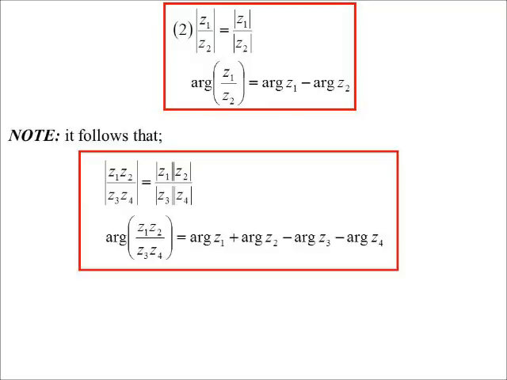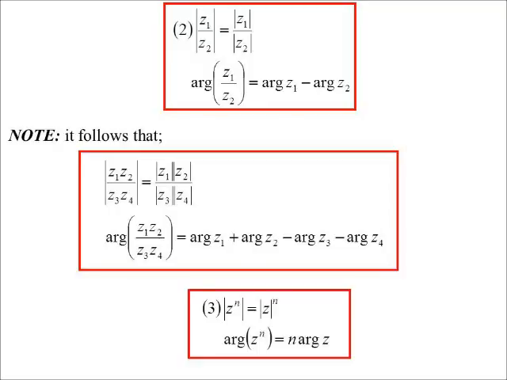And again, a logical pattern. If I had something like this, the modulus of z1 z2 over z3 z4, I could find the moduli of each individual bit and then find the answer. With the arguments for this one, the ones that are on the top, I'd go plus. The ones that are on the bottom of the fraction, I would subtract.